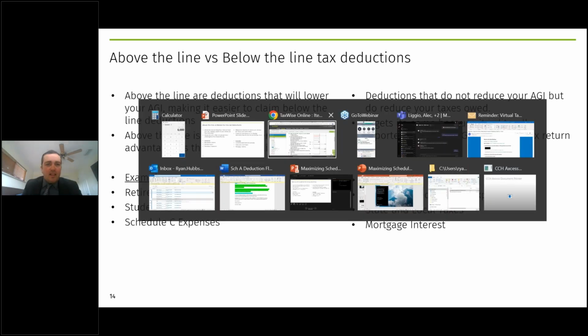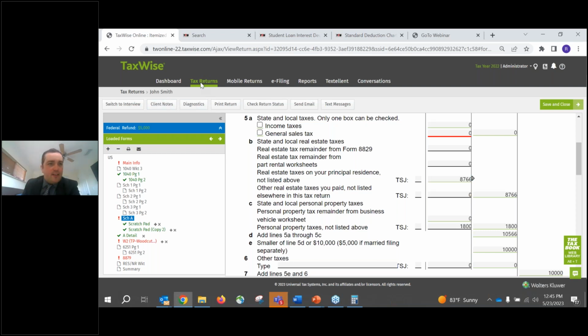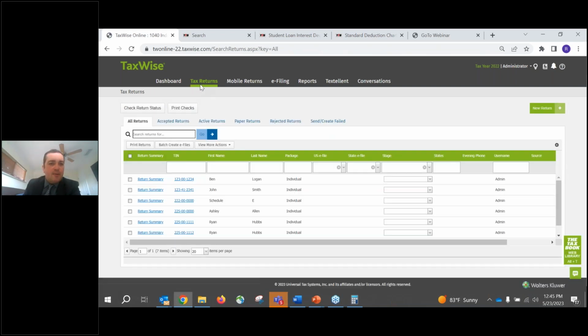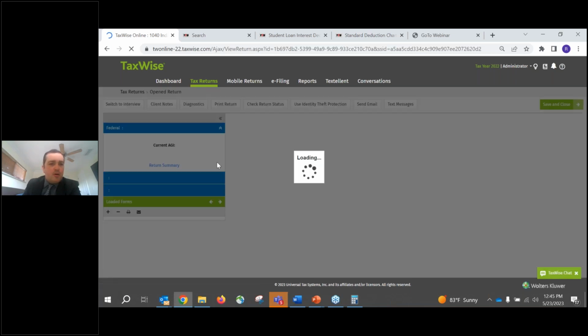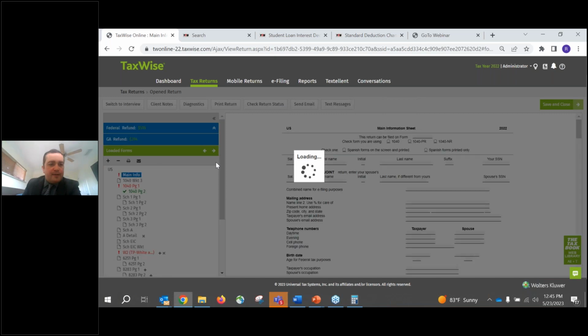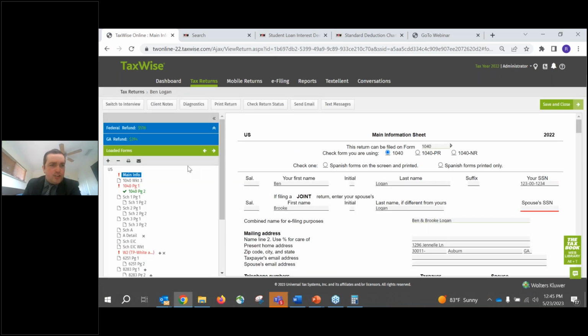And let me jump into TaxWise here for the last time. We're actually going to go into a different return that I've pre-set up to show this. We're going to Ben Logan's return here. I'm going to open this up. Yes, let's see. So we're set up right now with the standard deduction.